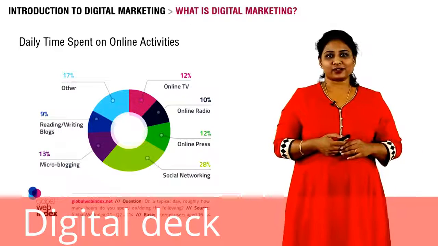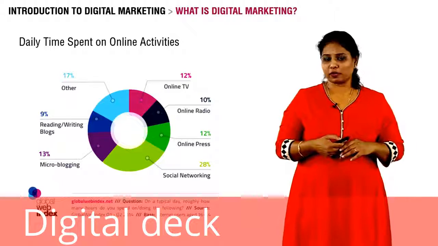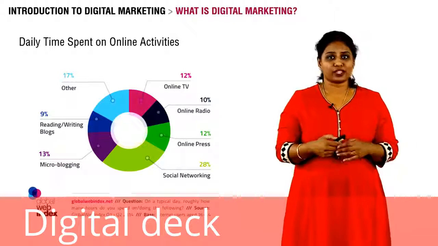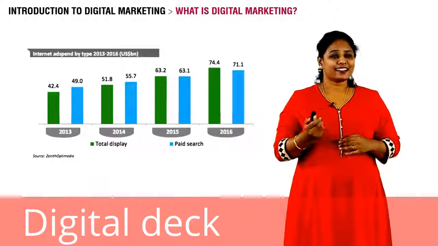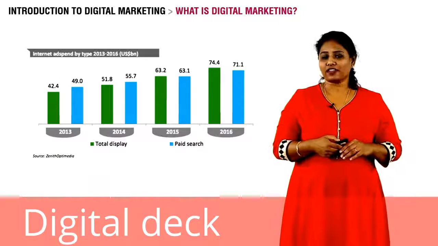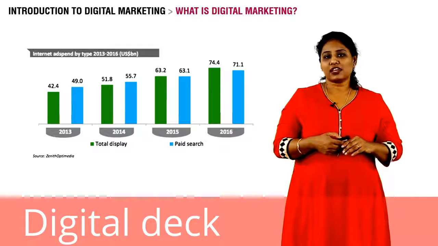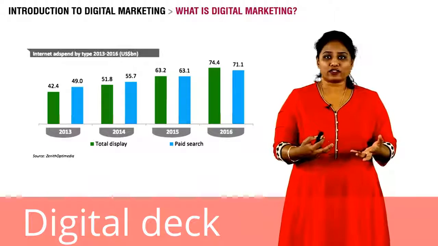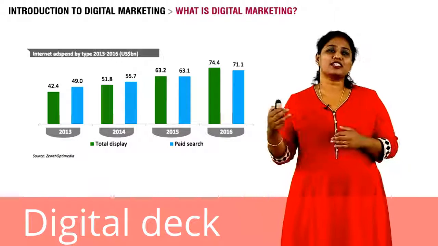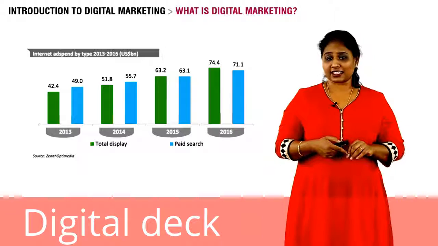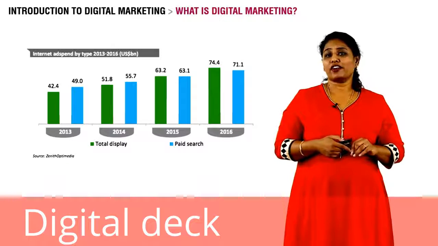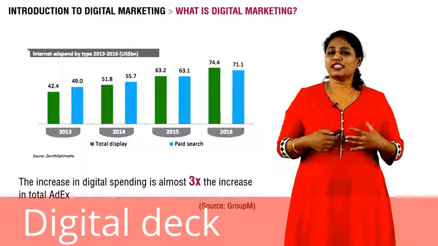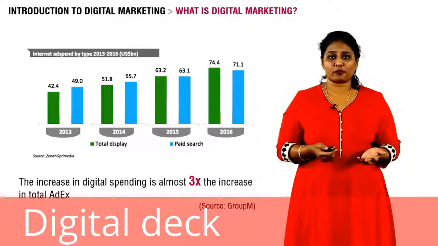What does this translate to? When people are spending so much time on a media, there is huge opportunity for you to reach out to them during that time. And this is a result. If you see this graph, you will notice that budgets for paid search advertising and display advertising, both of which are fundamentals of digital marketing, have been increasing over the years. This year, it is estimated that there will be a spend of $126 billion. The increase in digital spend is almost 3 times the increase in the total ad expenditure for marketing.